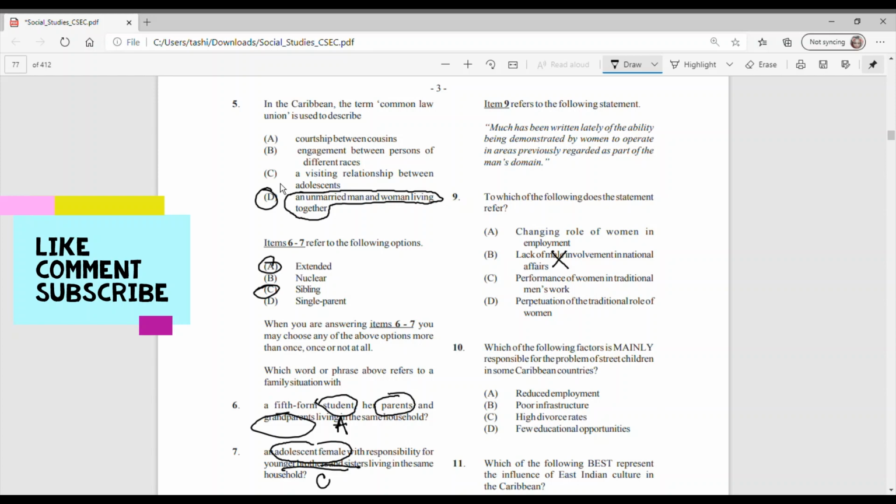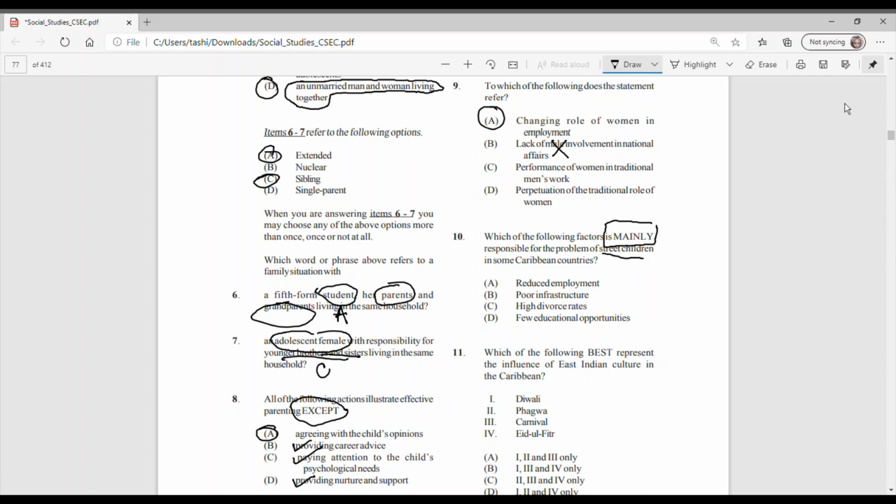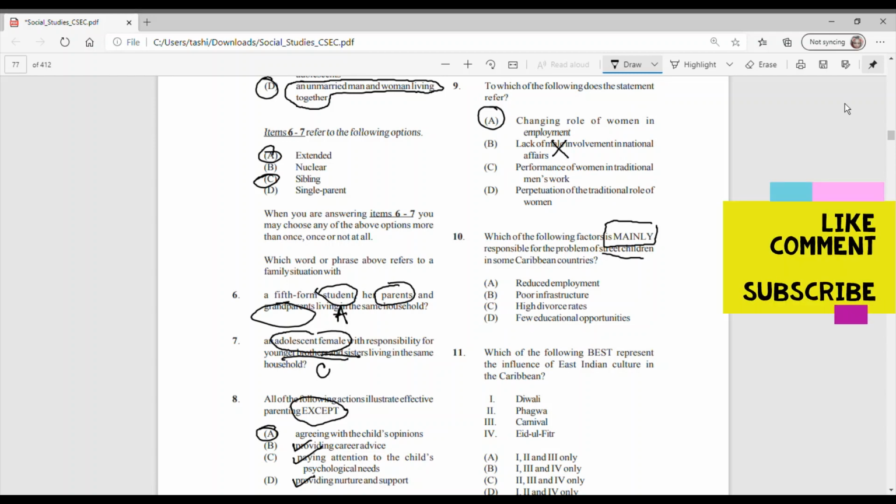So it says much has been written lately, which shows that it is not something that has been happening for a very long time, of the ability demonstrated by women to operate in areas previously regarded as part of a man's domain. So previously regarded means that it would have been happening all along. So for number 9, your answer would have been the change in role of women in employment. We are going to stop here for the multiple choice. We are going to move into the section for paper 2 questions on the topic of family.